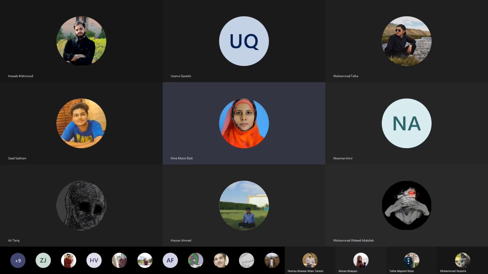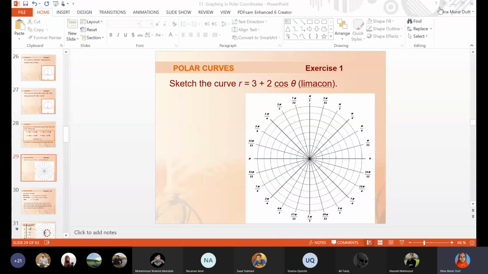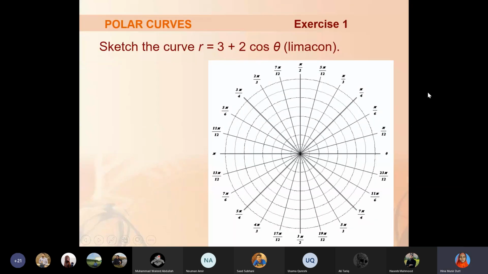Coordinates with the help of symmetry about the polar axis, symmetry about the pole, and symmetry about the vertical line. So in today's lecture, we will continue the sketching of the curves in polar coordinates, and we will find the equation of the tangent line as well in today's lecture.